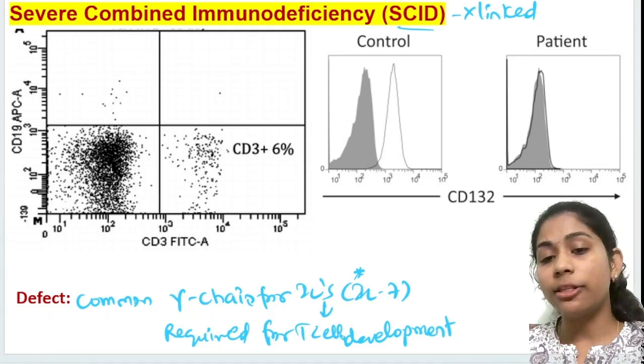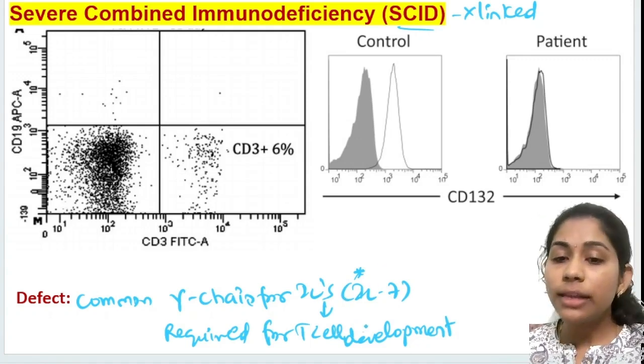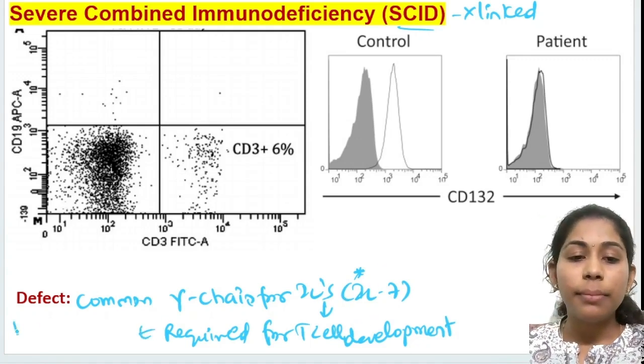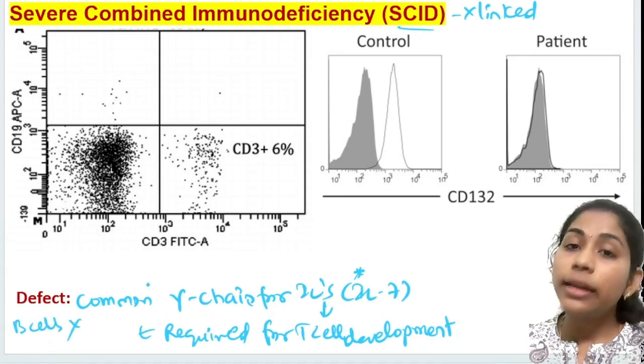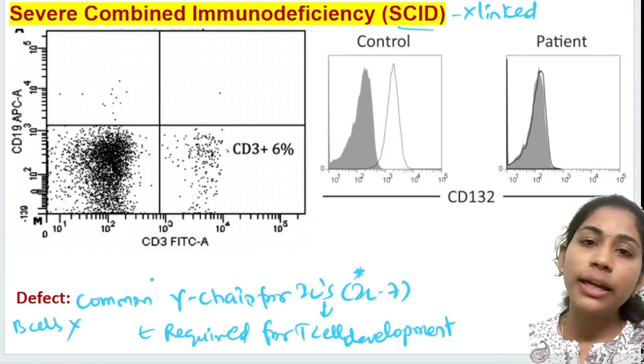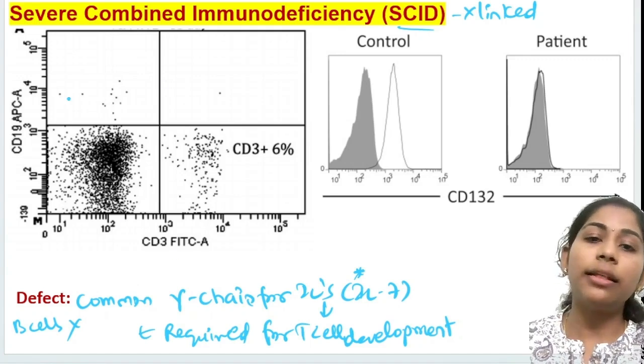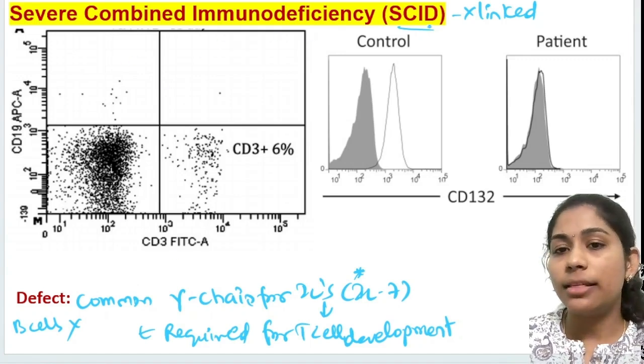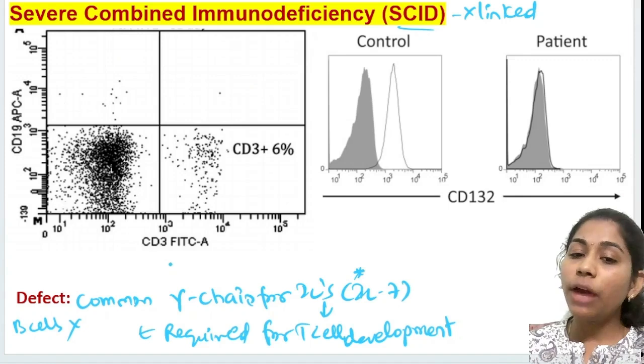Okay, when this interleukin 7 is not there, T cells won't develop, and if the T cells won't develop, in turn, B cells won't develop, because for the proper development of B cells, these T cells are required. So if T cells are not developing, automatically B cells also won't develop. So a combined B and T defect is there. That results in severe combined immunodeficiency, SCID. So here we have to detect the T and B cells.